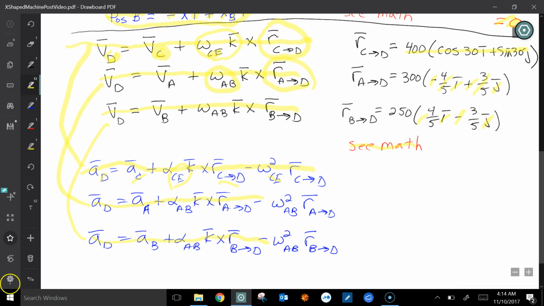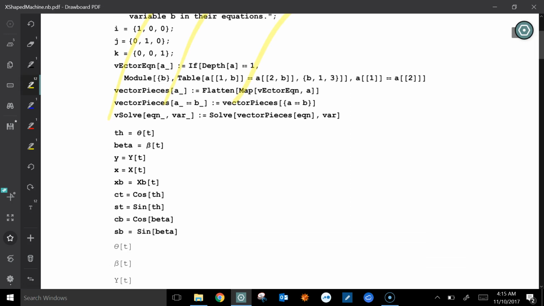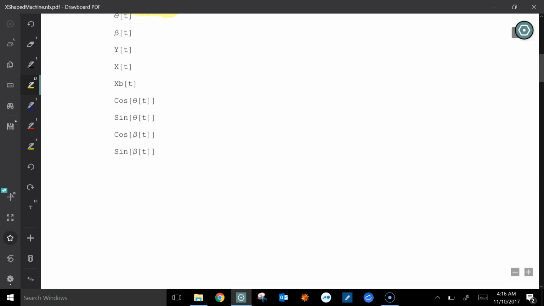So that's how I'm going to write these, and then I'm going to go to the Mathematica file and show you how that works. Okay, so here's the Mathematica file, and this stuff here is the standard thing that I use to manage handling vectors. And then this section is the typical stuff that I'm doing, the loop equation first, where I just define, to simplify typing, th is theta, beta is beta, the lowercase y is the value y. So these are just the variables that I talked about in the other one. The xb is a variable, and then I have cosine of theta, sine of theta, cosine beta, sine of beta to make the typing easier. And then you execute that.